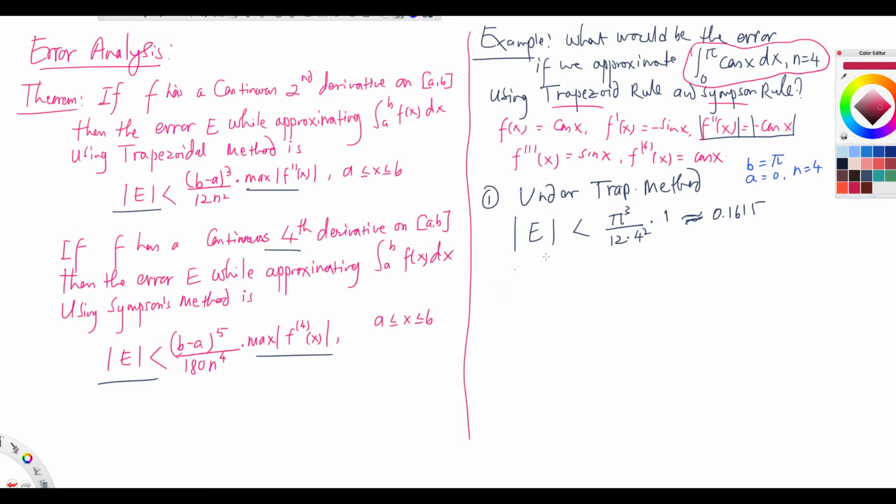Let us do number 2. Number 2 will be under Simpson's method. Under Simpson's method, I'm using that formula. So the absolute value of E is less than b minus a, which is pi, right?